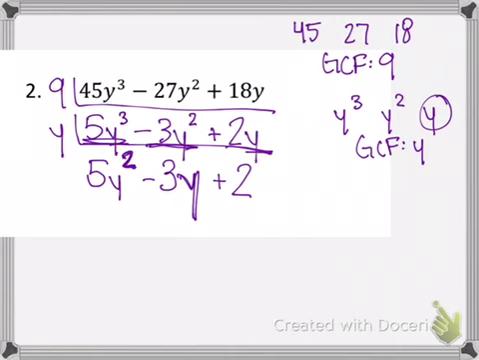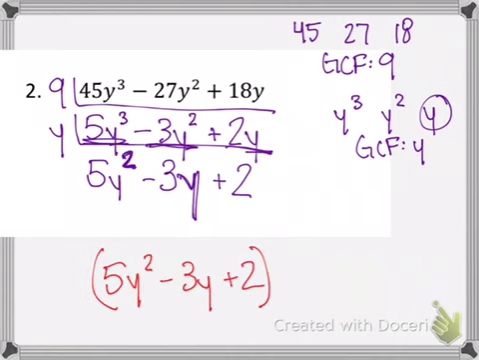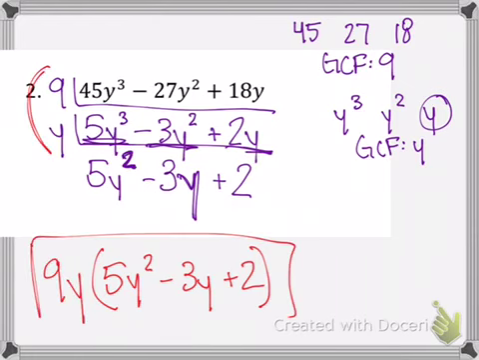So my final answer here is that simplified in my parentheses, and that 9y, my greatest common factor that I factored out, goes right outside my parentheses.